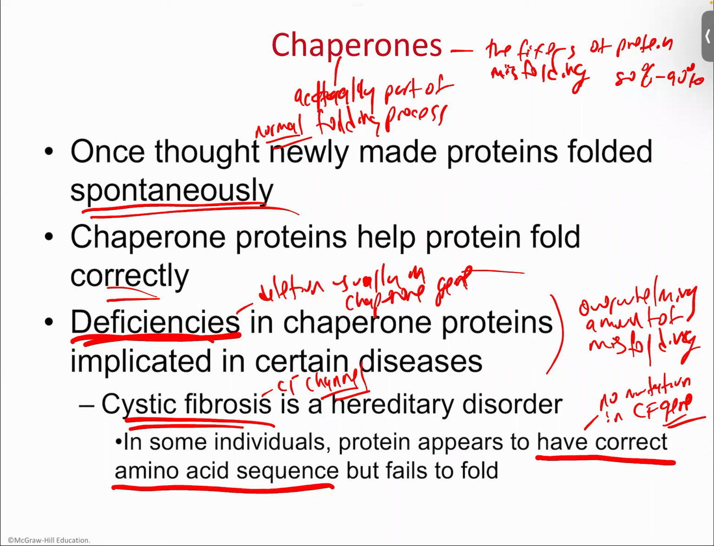How do they know if the chloride channel is not working? Or how do they know that the sequence is normal?